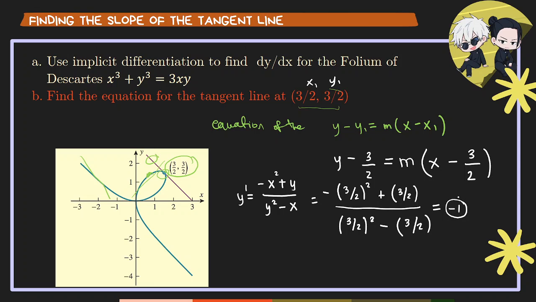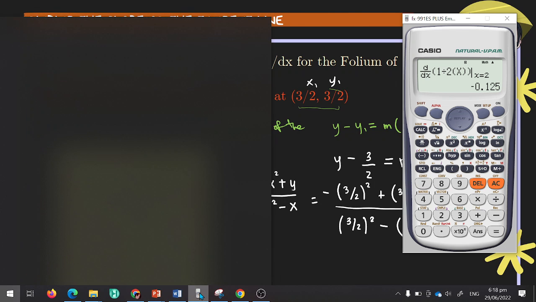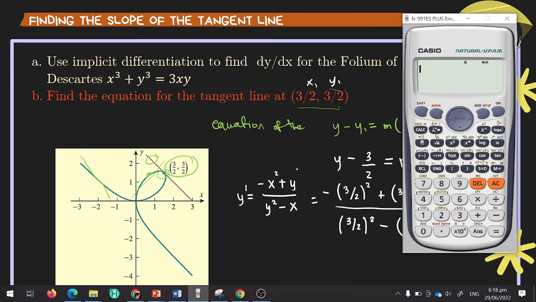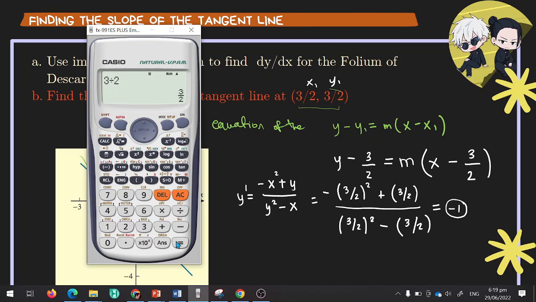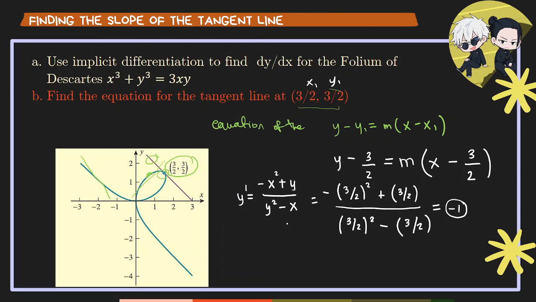Sir, wait lang. O, para mapadali buhay nyo, pagkuha nyo ng calculator, diba? Ano yung mahaba dyan? 3 over 2, diba? Ilagay nyo na agad dyan. 3 divided by 2 equals, pindutin nyo yung answer. O, diba? May nakastore na dyan. So, negative answer squared plus answer over answer squared minus answer. The answer is negative 1. O, diba mabilis? Hindi yung itatype nyo pa isa-isa. Sir, tama. Negative 1 din sa akin. O, diba? Yan lang yon, no?